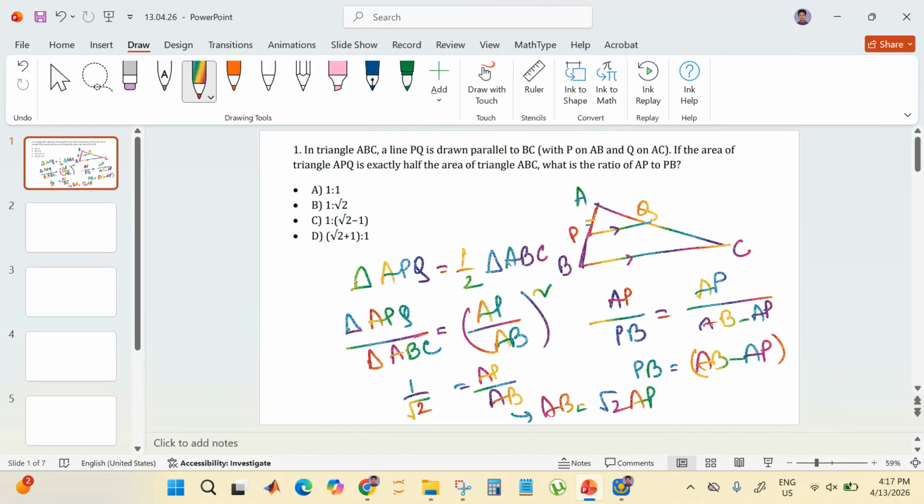If I put root 2 AP, then AP will be taken as a common factor in the denominator, giving root 2 minus 1. And in the numerator it remains AP, so AP will cancel and it remains 1 by root 2 minus 1. So your answer is C. Okay, so this is the correct answer for this numerical. This is the Thales theorem, already you know.